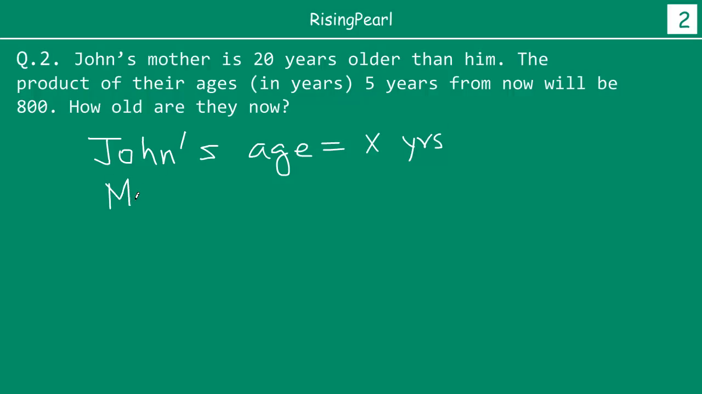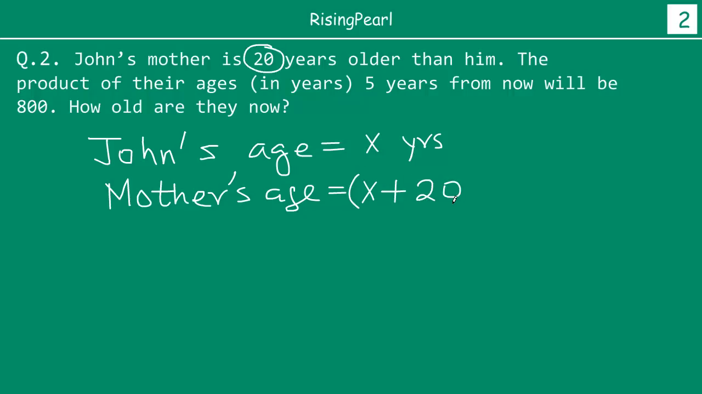So John's mother's current age will be x plus 20, because she is 20 years older. We don't know what this is, but this is what is given. Now also what is given is the product of their ages in years, 5 years from now. And friends, I am showing you how you have to handle these kinds of questions. I'm not really writing it in a nice clean way.